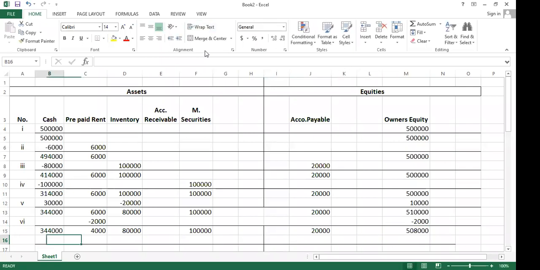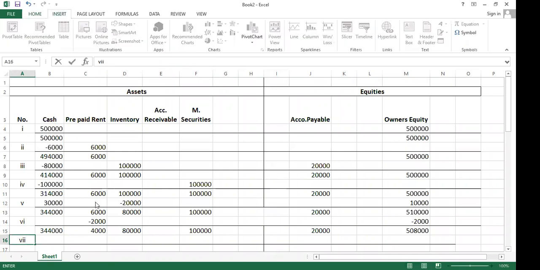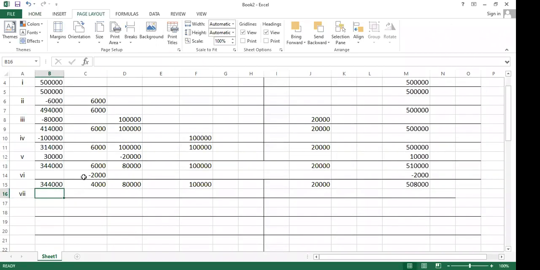Okay. Number 7. Are you clear about the rent recovery entry? Sir, can you explain it again? Okay. We prepaid 6,000 rent and now 2,000 has expired, so reduce the 2,000. The 6,000 was added to the owner's equity, so the expired amount of 2,000 is reduced from the owner's equity.